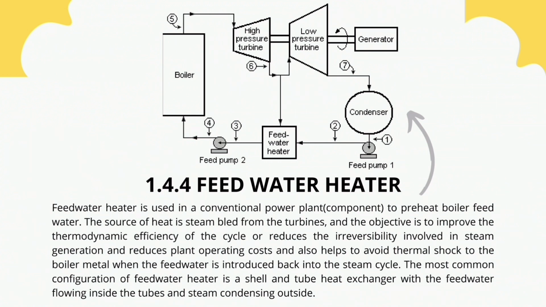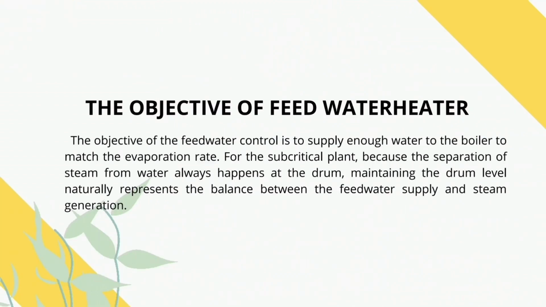So the most common configuration of a feed water heater is a shell and tube heat exchanger, with the feed water flowing inside the tube and the steam condensing outside. As you can see in the example schematic diagram, there are two feed pumps and then a generator. So this is the objective of the feed water heater.